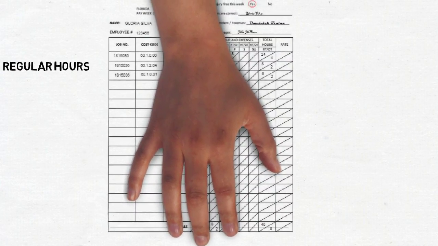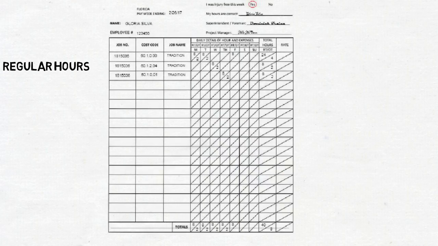This time card is completely filled out. The employee worked on 3 different tasks that week with the appropriate cost codes. The top part of each box is only for regular time, and the bottom section of the box is for overtime. An employee does not accumulate overtime until they reach 40 hours that week.